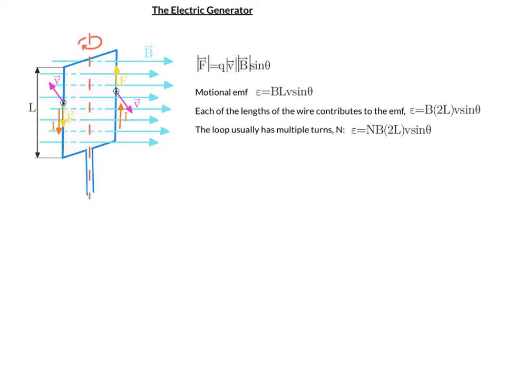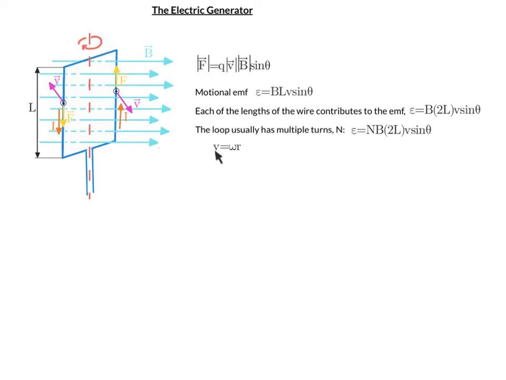Usually there is not just a single turn of wire here. There are n turns of wire. The wire would come up and then go around a few times and then back out this way. To account for the contribution of all those n turns, the EMF will be n times B times 2L V sine theta. We know that the loop is rotating with an angular velocity.